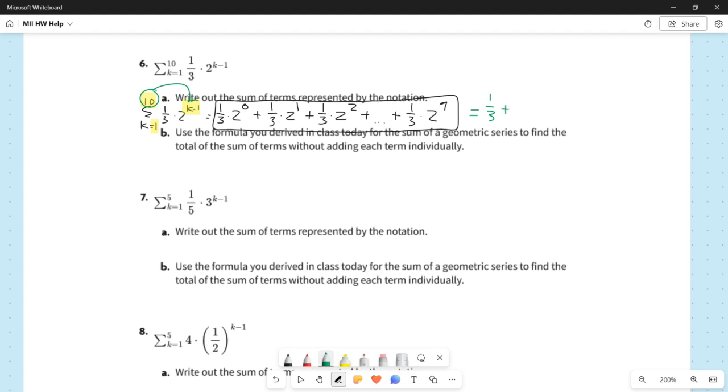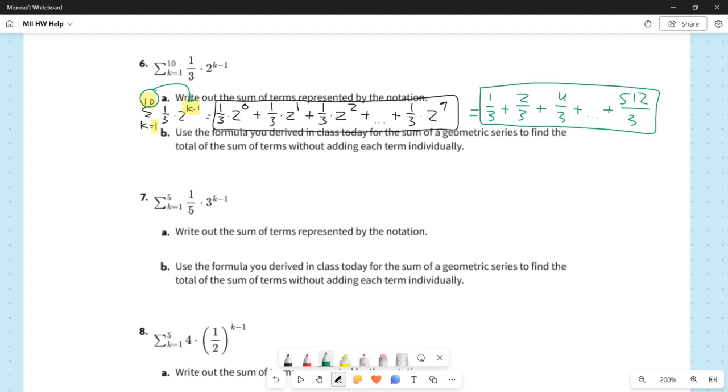Plus, now our second term, 2 to the first is just 2, and 1/3 times 2, well, the 2 goes up into the numerator, and I get 2/3. Plus, my third term, 2 squared is 4, and 1/3 times 4 is 4/3. Plus, and so on, plus 2 to the 9th, which is 512, I want to say. And 512 times 1/3 is simply 512 divided by 3. So if you write your answer like that, I guess that's better.